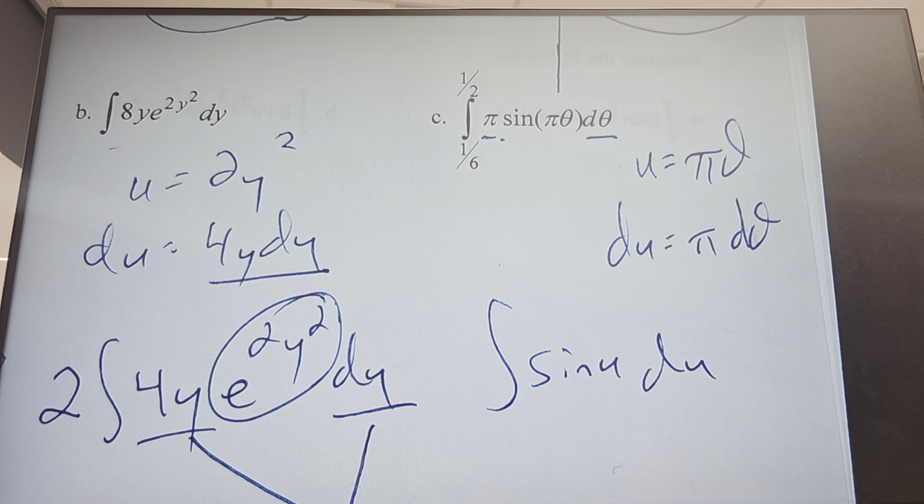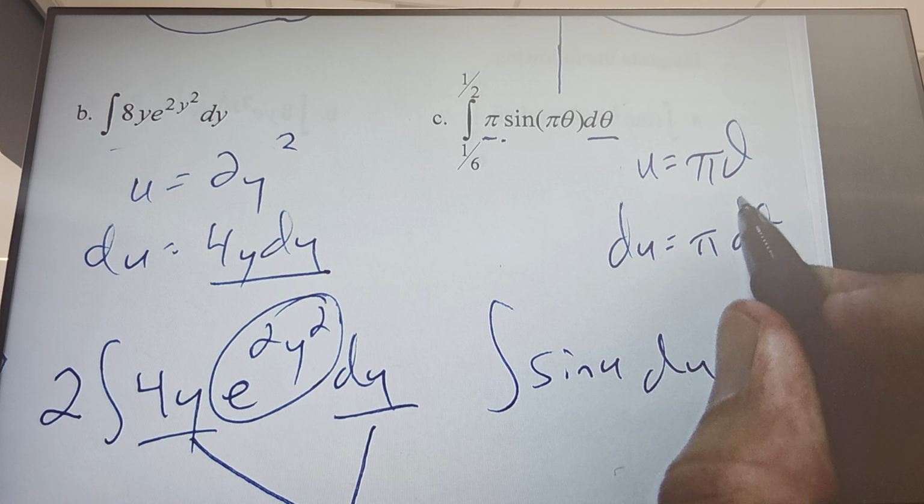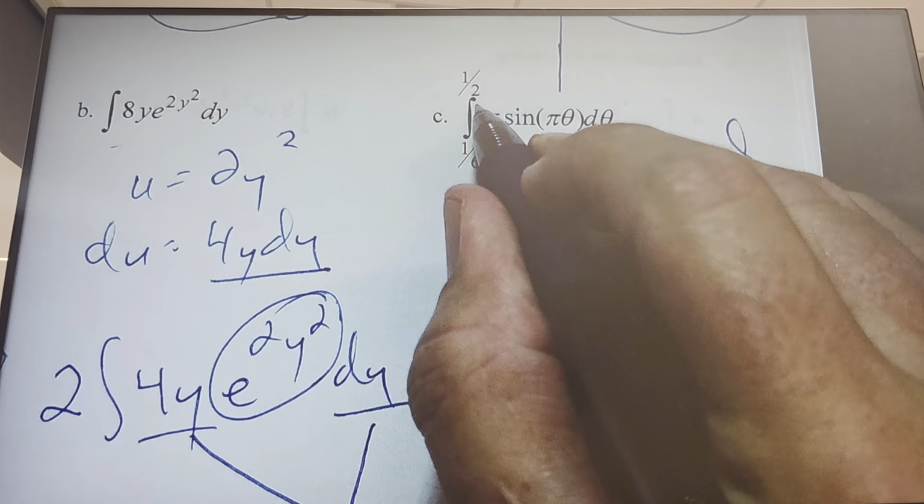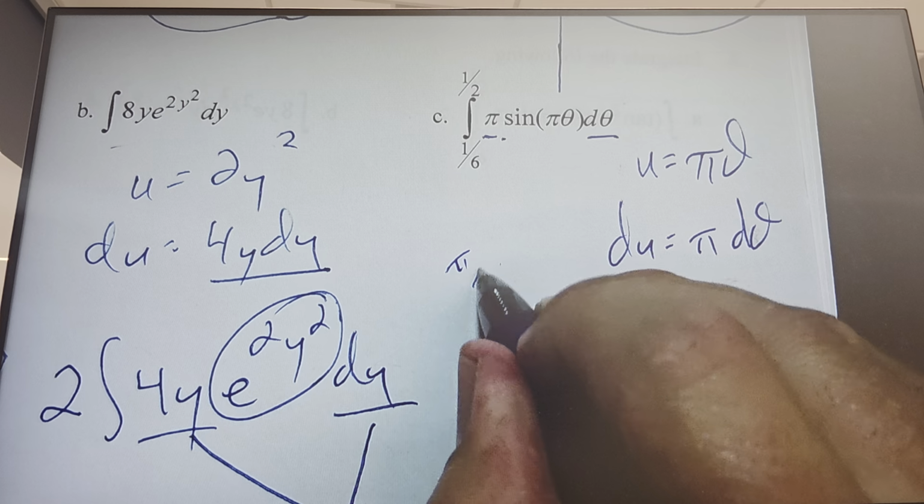Yes? What letter do I have now? If I put numbers on that interval I just wrote, they better be what u is doing. How do I know what u is doing? What is u doing? Okay. What is the value of theta at the least? 1/6. What is u when theta is 1/6? Pi over 6. When theta is 1/2, what's u? Pi over 2. There you go.